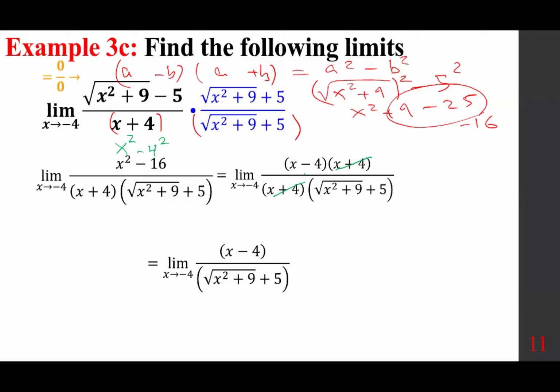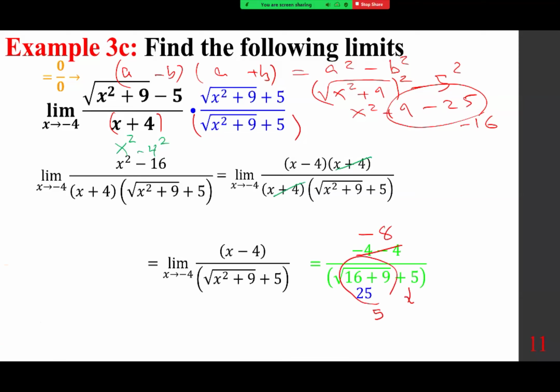Now we apply the negative 4. So to the top, negative 4 minus 4. To the bottom, negative 4 squared becomes 16 under the radical. This is negative 8. 16 and 9 is 25. This comes out as 5. So this is negative 8 over 5 plus 5, 10, equals negative 4 over 5 as the final answer.